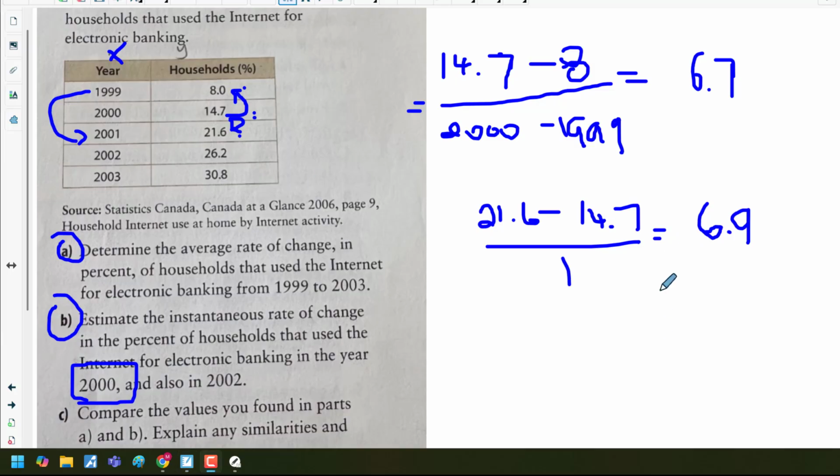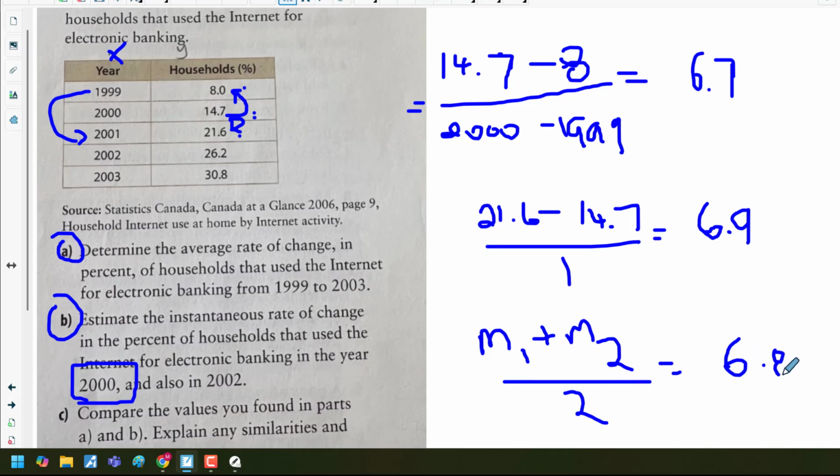Okay, and then do you know the final step? You're supposed to take the average of these two slopes. So just add them together and divide by 2. And then compare this. So this is the final answer, 6.8.